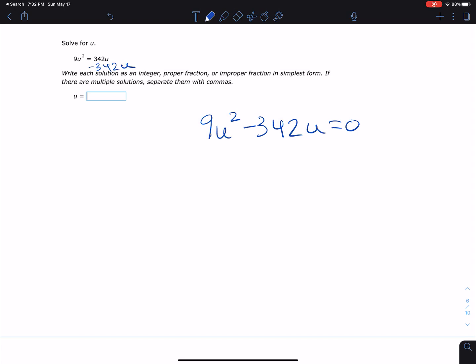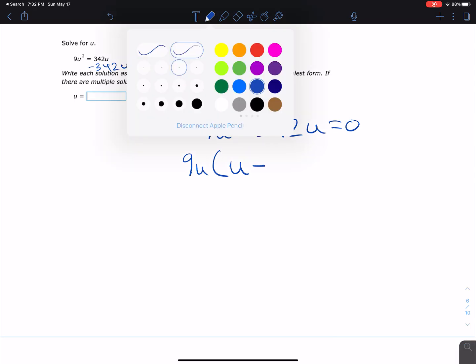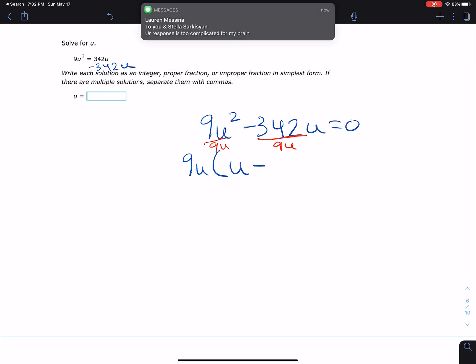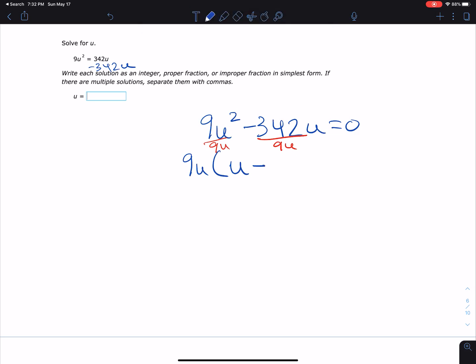Now I'm going to take out the GCF. So I'm going to take out, let me see, is 342 divisible by 9? So I'm checking on my calculator. I got 38. Okay, so I can definitely take a 9u out. So if I took a 9u out, I would be left with u minus, now just to show you, I'm dividing by 9u. That's what's happening here, okay? Just to remind you, 342 divided by 9 is 38.